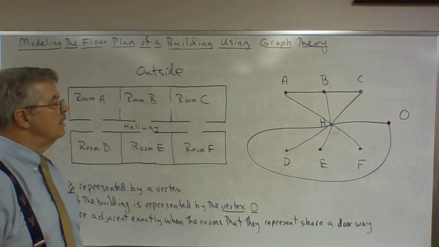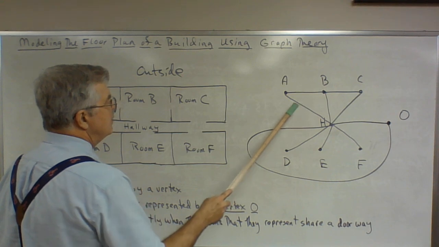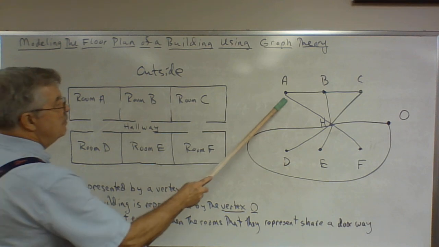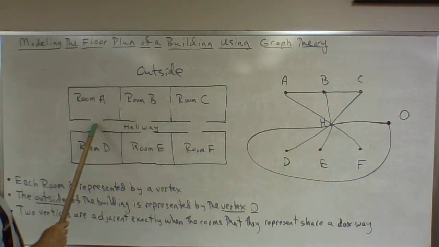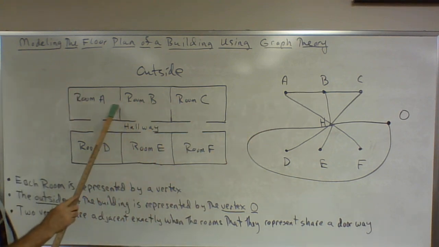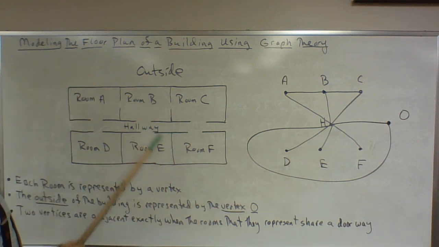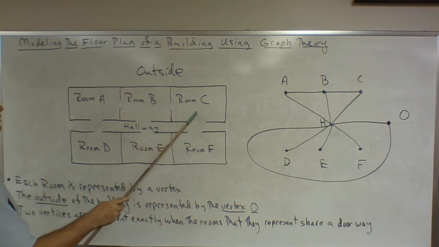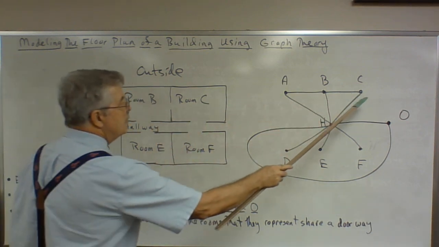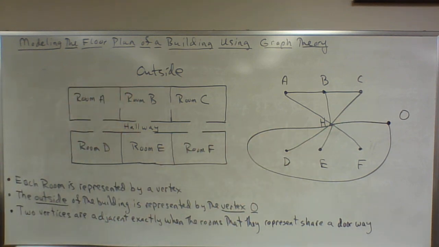Now let's see if this works. Room A and room B share a door? Yes, they do. Room A and the hallway share a door? Yes, they do. Room B and room A share a door? Yes. Room B and the hallway share a door? They sure do. Room C and room B share a door? Yes. Room C and the hallway share a door? Yes. Okay.